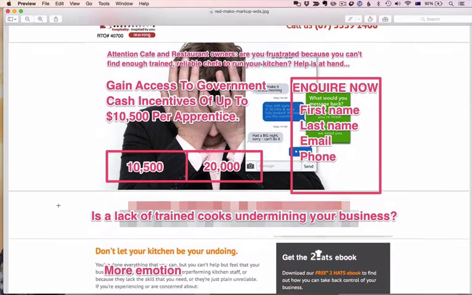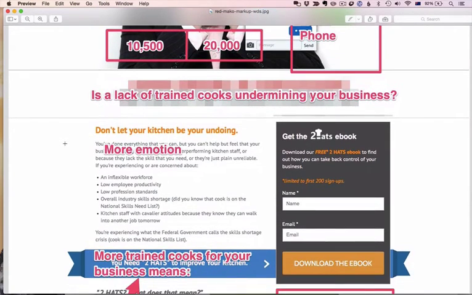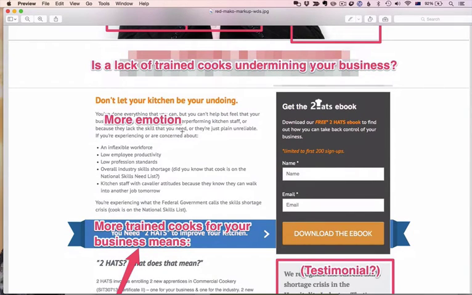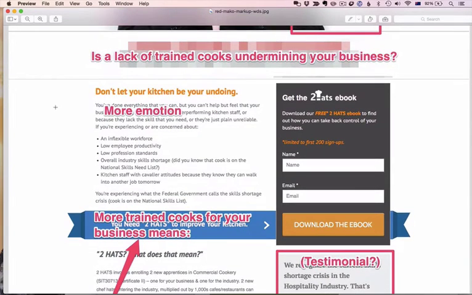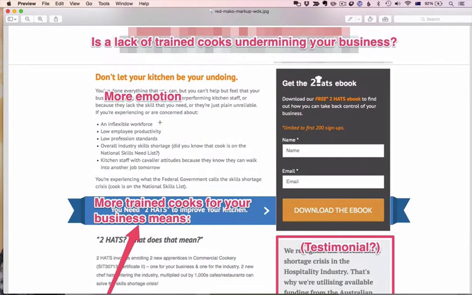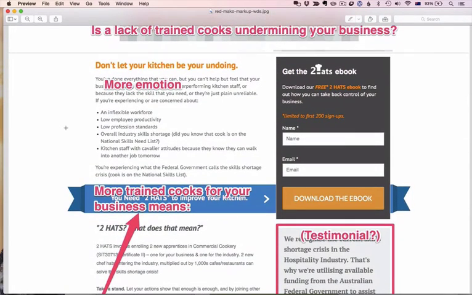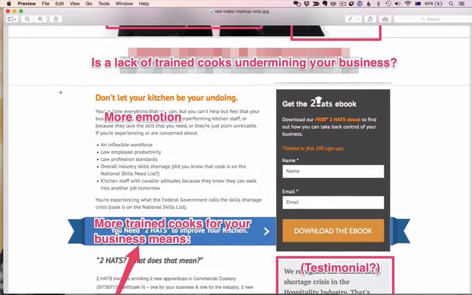Then to have supporting information, you could have a headline like, is a lack of trained cooks undermining your business? And then go into these problem statements at the top. I've said here more emotion. The copy is pretty dry at the moment. If you're experiencing or are concerned about an inflexible workforce, low employee productivity, low professional standards, things like that, it's pretty dry. So get more emotion.